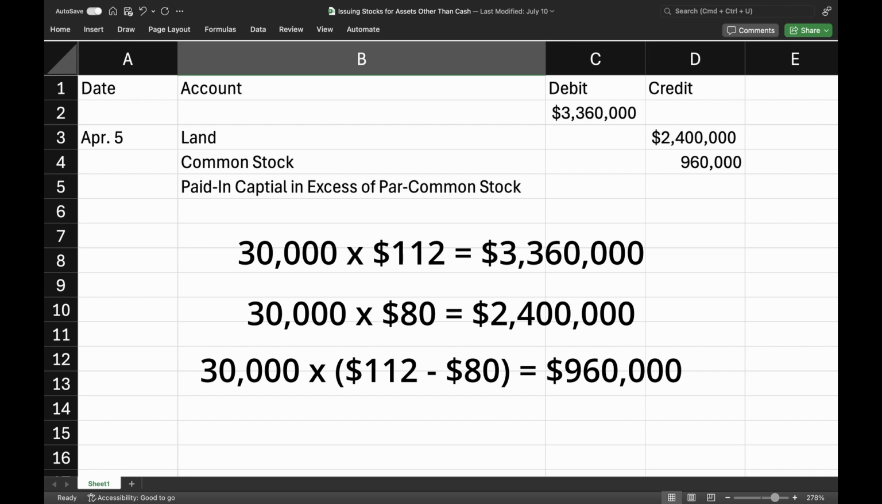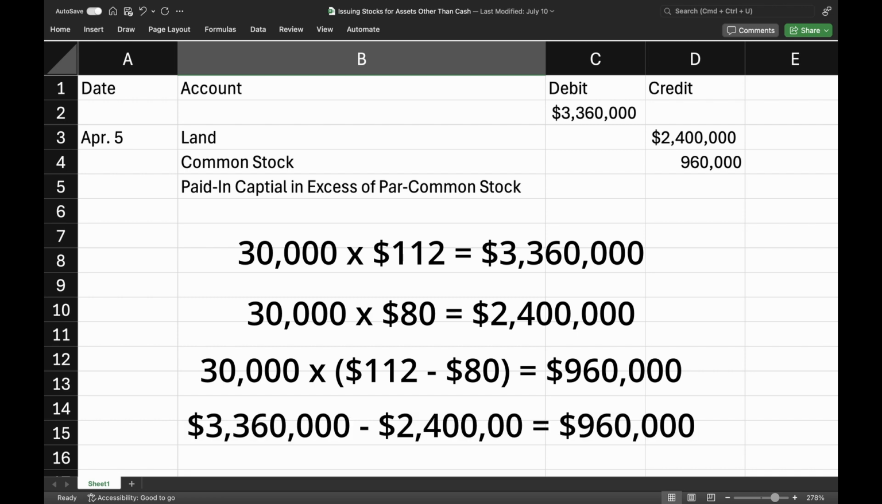You could also find the balance of this account by subtracting $2,400,000 from $3,360,000. And there you have it. You now know how to do a simple issuing stocks for assets other than cash problem.